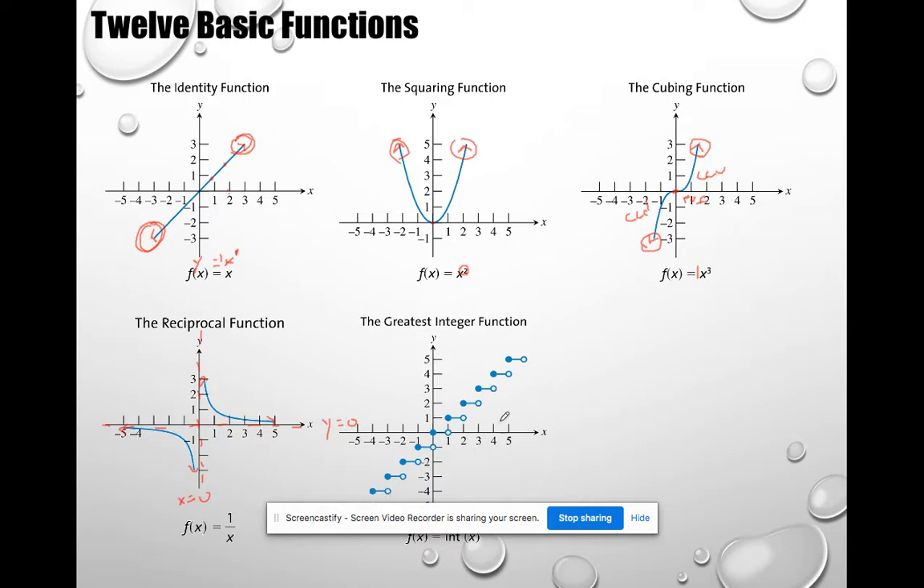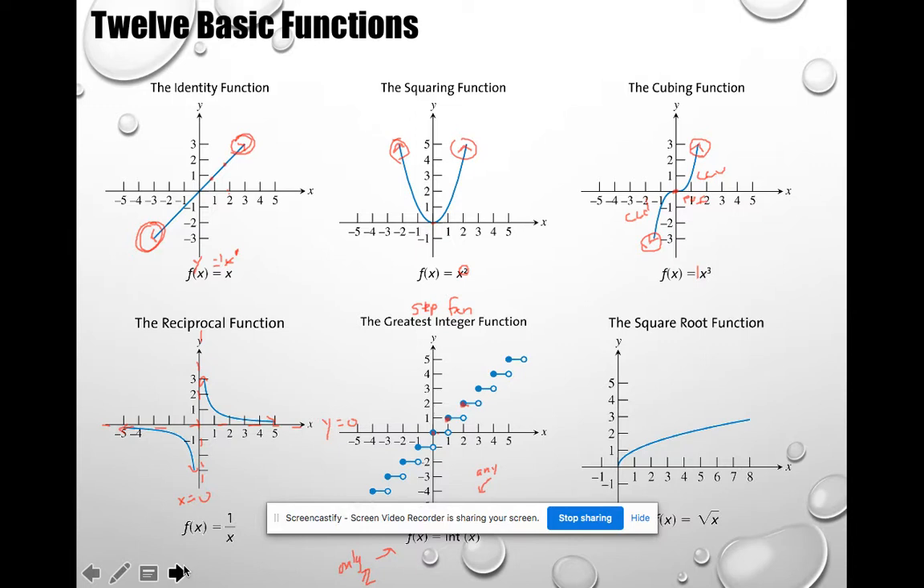The greatest integer function means that you can input any x, but your output is only integers. Remember, double bar Z means integers. So when you input 0, you get 0 out. When you input a half, you get 0. When you input 3/4, you get 0. But when you input 1, you get 1 back out. 1.1 defaults back to 1. 1.5 defaults back to 1. 1.9 defaults back to 1. But when you input 2, you get 2 out. We also call this the step function because it looks like a bunch of steps.